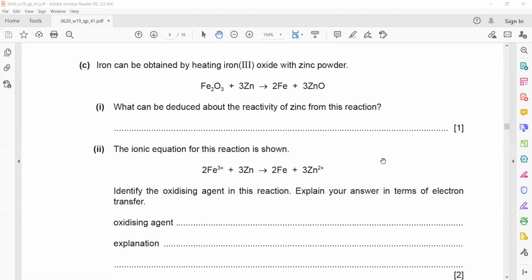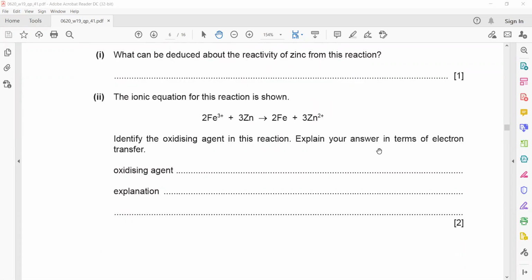The ionic equation for the reaction is shown. Identify the oxidizing agent or reducing agent. First thing, before identifying the oxidizing or reducing agent, we'll identify which one undergoes oxidation and which one reduction. So when you check iron, iron(III) becomes 0. If iron(III) becomes 0, that is reduction. And the substance which undergoes reduction is acting like an oxidizing agent. And for zinc, 0 becomes +2, so an increase in oxidation number. So this is oxidation, and zinc is acting like a reducing agent. So which substance is the oxidizing agent, or which substance undergoes reduction?